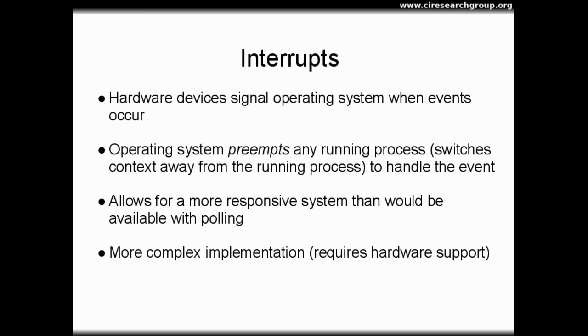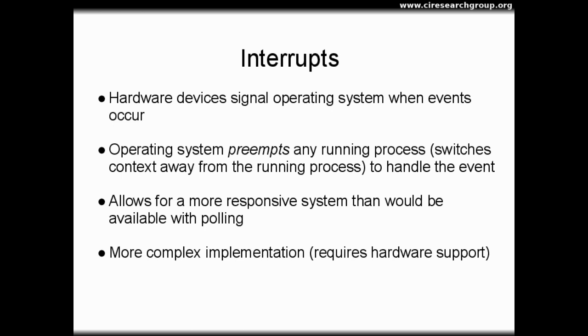So a better mechanism is to use a system called interrupts. With interrupts, the hardware devices actually signal the operating system whenever events occur, or more precisely, they signal the CPU, and then it's up to the operating system to receive and handle that signal. What the operating system will do is preempt any running process. In other words, it will switch what we call context away from that running process to handle the event. Basically, it will move the program counter of the CPU to the code to handle that particular interrupt.